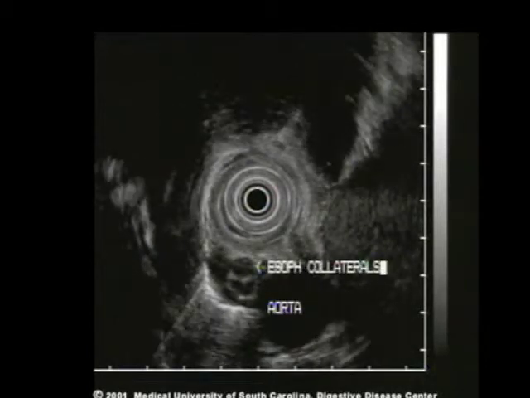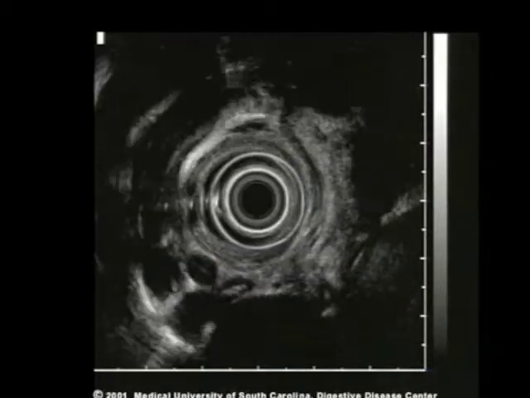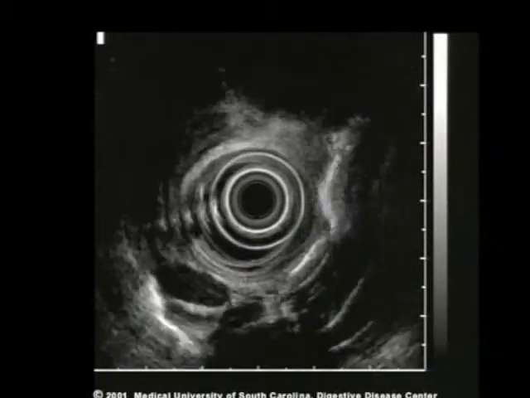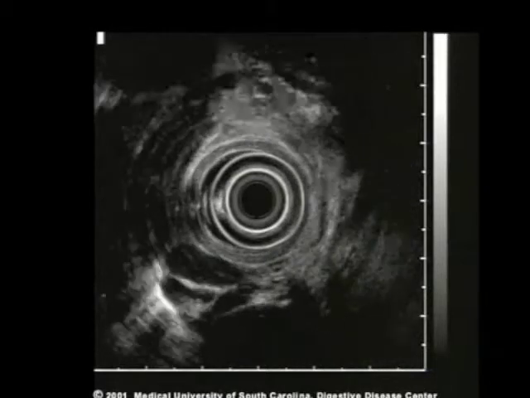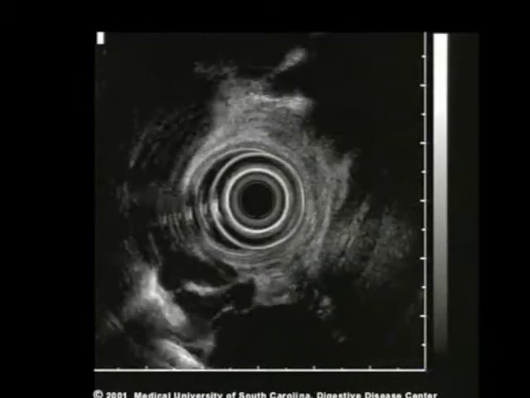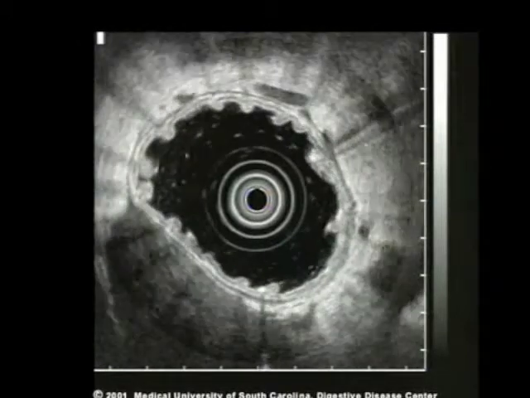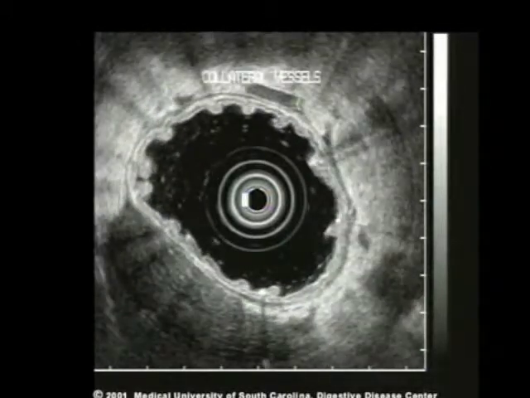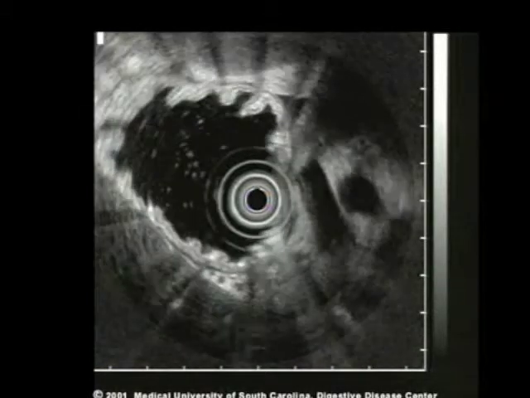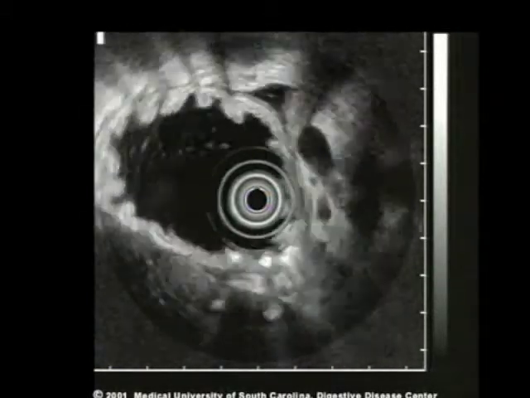In addition to these collaterals, some of these vessels penetrate into the wall of the esophagus and thus are esophageal varices. These blood vessels seen at the top of the screen do not cross the wall of the stomach and are thus collaterals and not gastric varices.